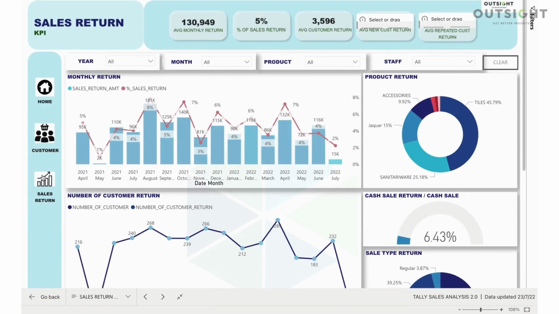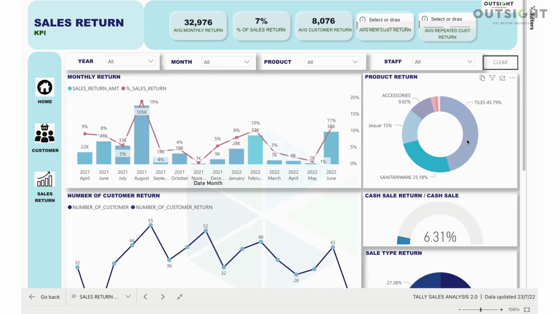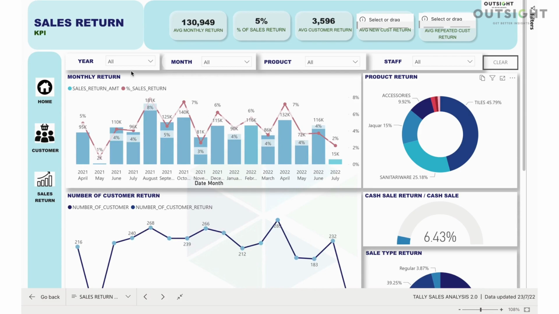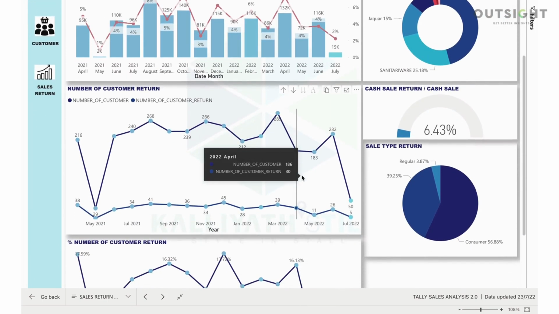Next analysis is sales return analysis, where we can analyze percentage of sales return in total, product-wise and by customer type. Monthly trend of sales return percentage and value is possible. The sales return analysis helps to reduce percentage of sales return and to take corrective actions.